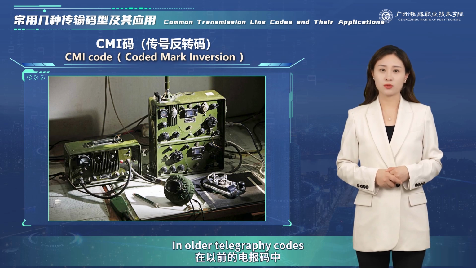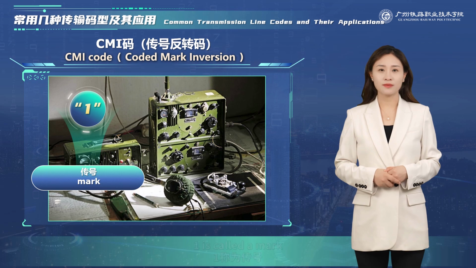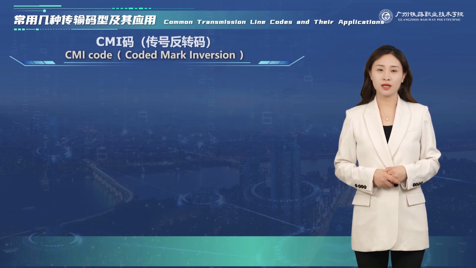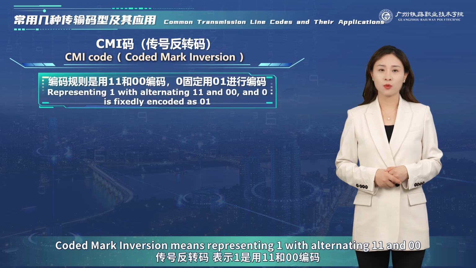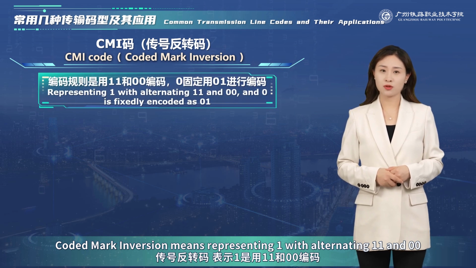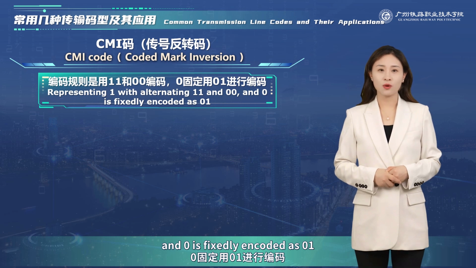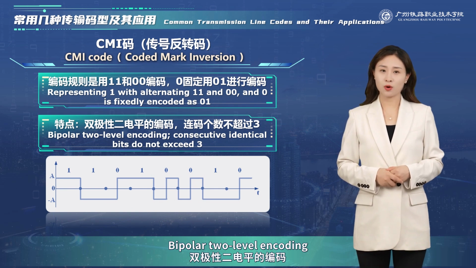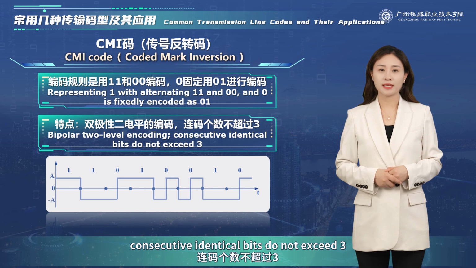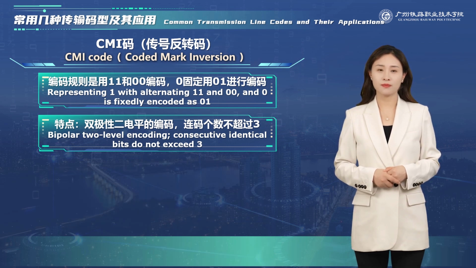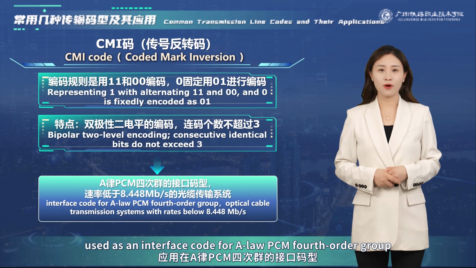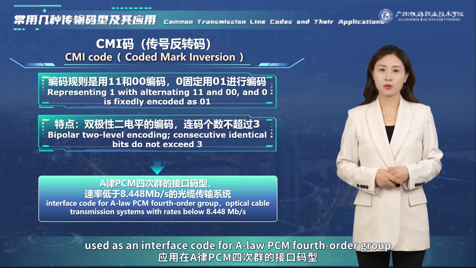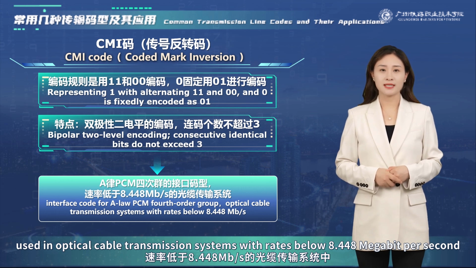In older telegraphic codes, 1 is called a mark, 0 is called a space. Coded mark inversion means representing 1 with alternating 11 and 00, and 0 is fixedly encoded as 01. Characteristics: bipolar, 2 level encoding, consecutive identical bits do not exceed 3. It is used as an interface code for the low-order PCM fourth order group, and in optical cable transmission systems with rates below 8.448 megabit per second.